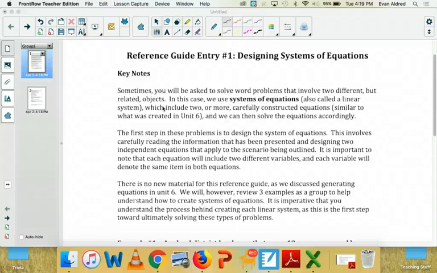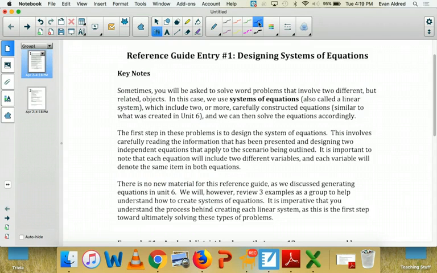This reference guide is the first reference guide for Unit 7, which will deal with designing systems of equations. All of Unit 7 will involve working with systems of equations. For this reference guide, we're not going to get too far into the math involved. All we're going to be doing is figuring out how to design them, how to set them up so that they can be solved, which is what we'll be looking at in subsequent reference guides. So for today, we'll look at setting these things up.